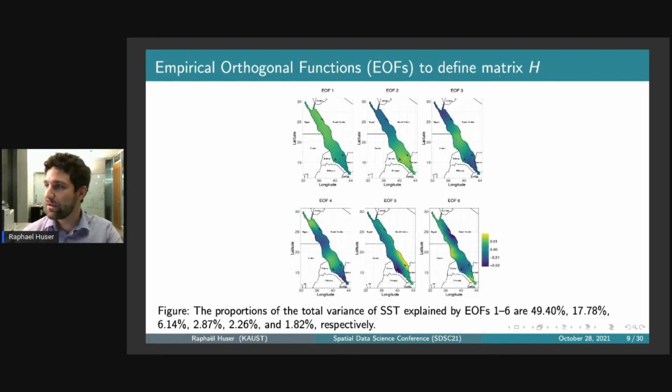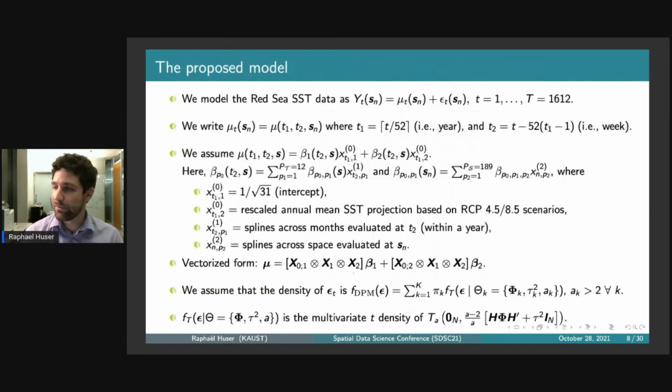EOF number 3 represents the contrast between the center of the Red Sea and the ends of the Red Sea. EOF number 5 represents the contrast between the southwest and southeast. So you can see that these EOFs actually have quite nice and interpretable characteristics, so that's why we use them in practice.